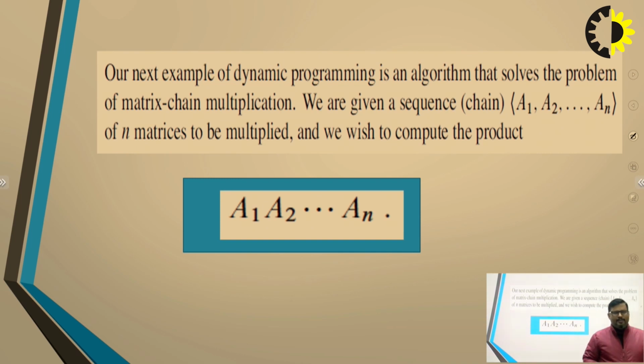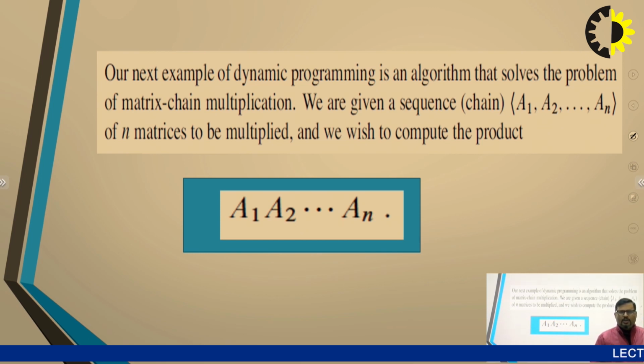In our example, we have n matrices given, A1, A2, dot dot, An. Okay, we are given a sequence. Then our next example of dynamic programming is an algorithm that solves the matrix chain multiplication problem. We are given a chain of matrices. Here we have n matrices, A1, A2, up to An, to be multiplied with each other, and we wish to compute the product.